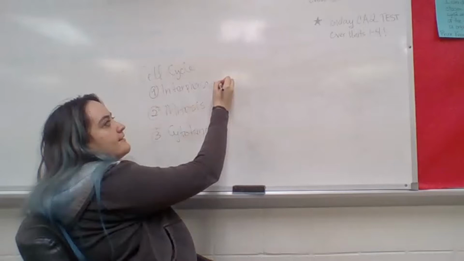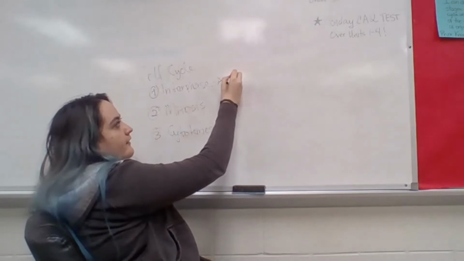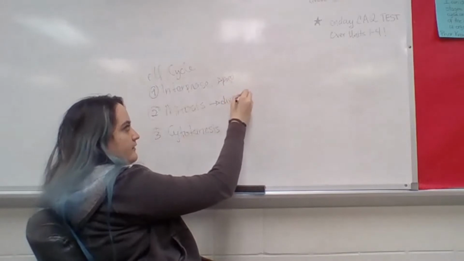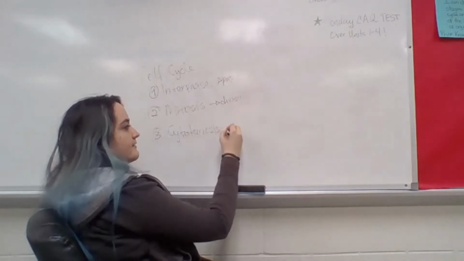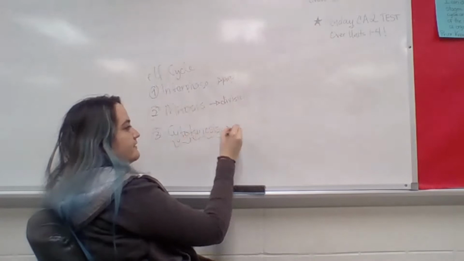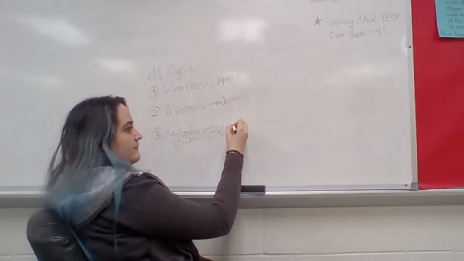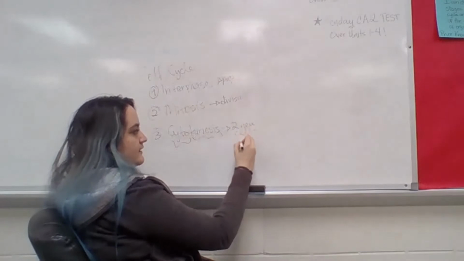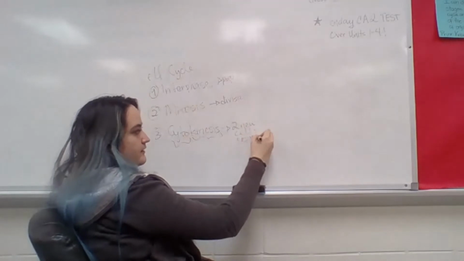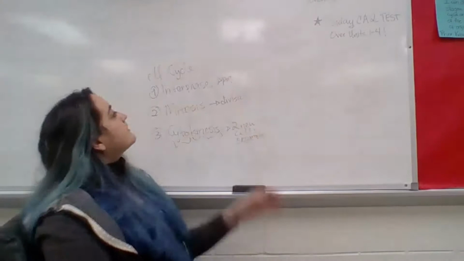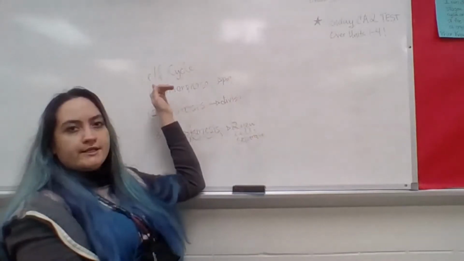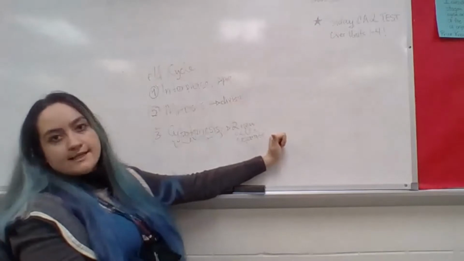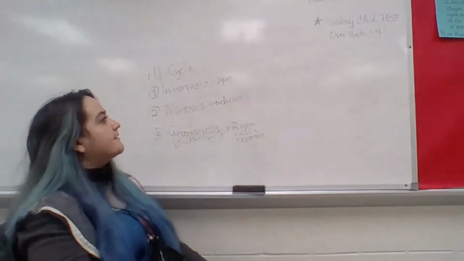So the interphase is the preparation step. The mitosis is the actual division step. And cytokinesis means cell movement. So it's going to have the 2 new cells separate. All right, so that's your 3 steps. You prepare during the interphase for division. You actually divide during mitosis, and then the cells separate in cytokinesis.